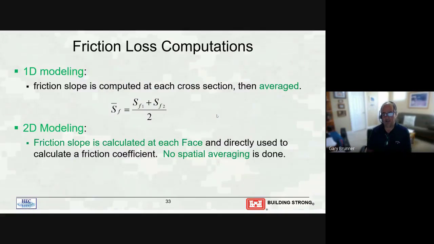Okay, let's talk a little about friction loss differences. In 1D modeling, both steady and unsteady flow, the program computes a friction slope from Manning's equation at each cross section, but it averages those slopes, adds them together and divides by 2, to get an average friction slope. So the friction losses are based on an average friction slope times the length between the cross sections. 2D modeling, it's a different approach. A friction slope is computed at every face, but there's no averaging. It just uses that friction slope at that face directly when computing the friction losses at that face. So it's just a different approach.